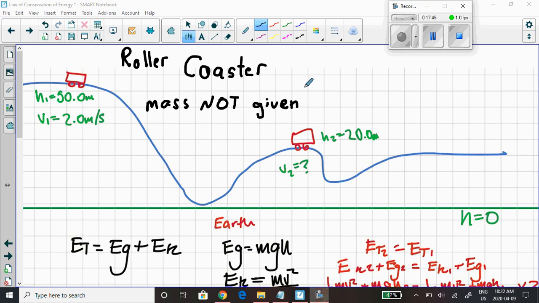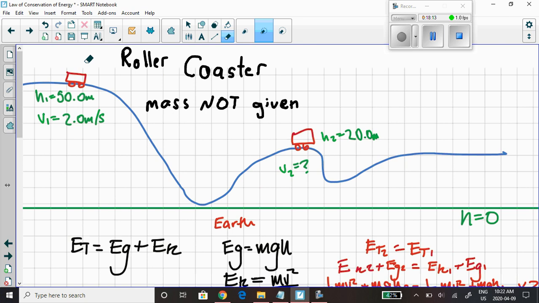All right, let's try another example. This is the roller coaster. And the roller coaster goes through this blue path here. All right, and the roller coaster car is red here. And when it's right here, it's at a height of 50 meters above my height zero line. And when it's right at this spot here, it has a speed of 2.0 meters per second.